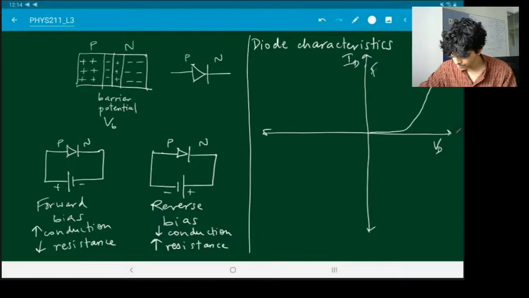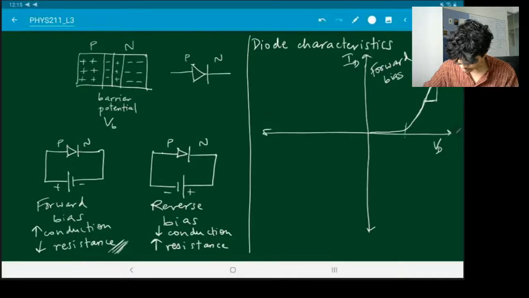So this is the forward bias region. As you can see, this curve goes up quite steeply, which means that if you take the slope of this, the slope is very large. But this slope is just 1 over the resistance, because the slope is change in current divided by change in voltage. So the inverse of the resistance is very large, or the resistance is very small. So that's why we say over here that the resistance is small and the conduction happens a lot.